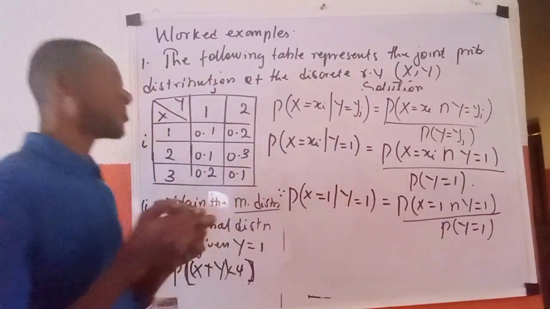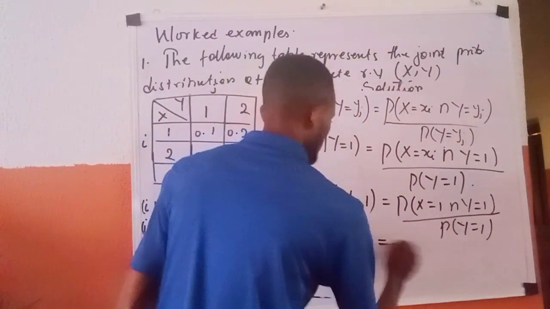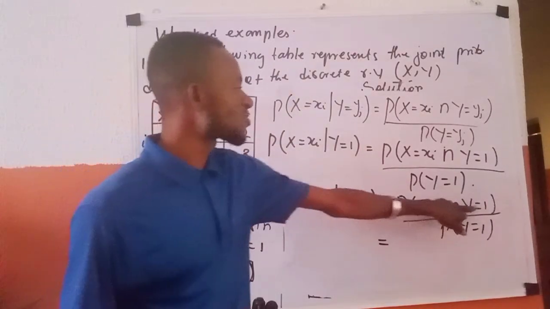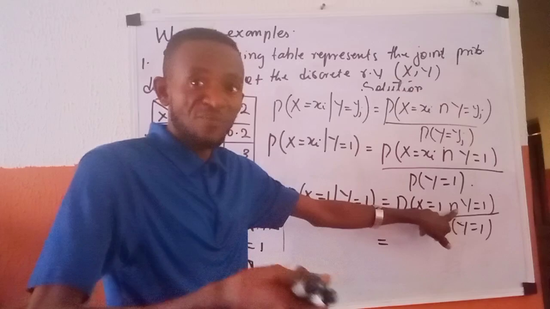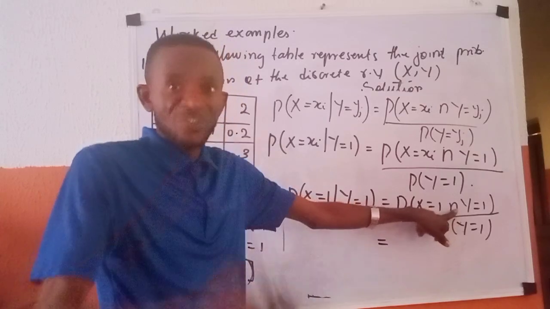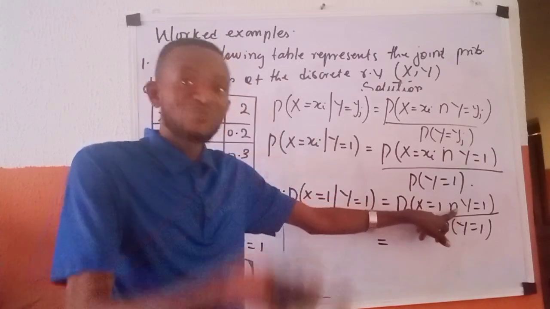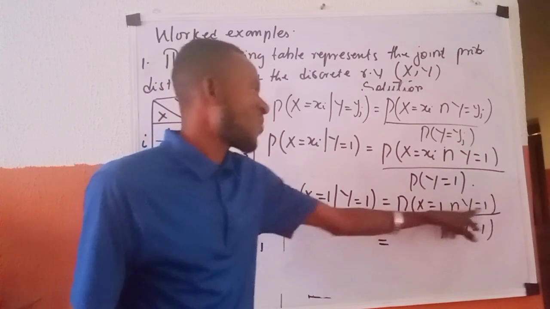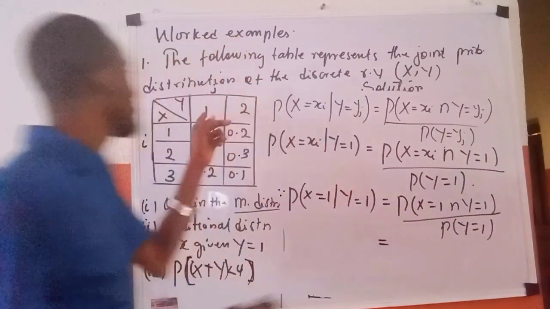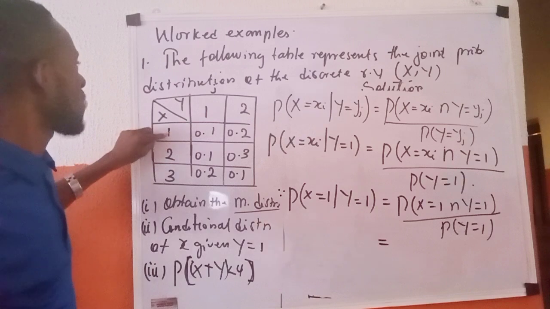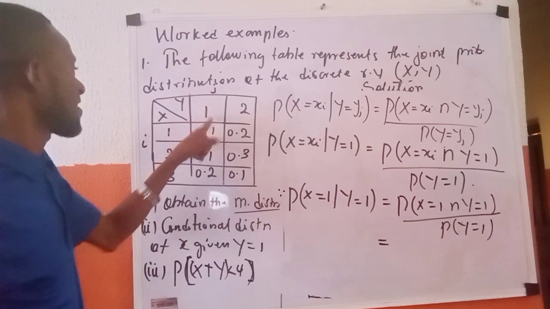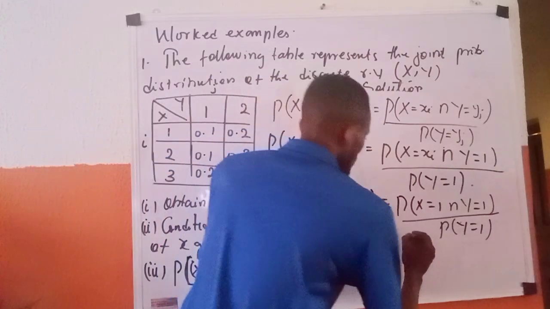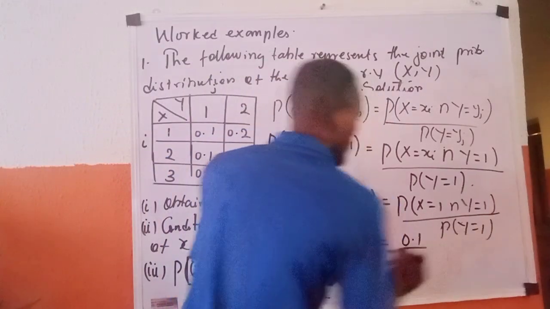We need to pay attention here. When X equals 1 and Y equals 1, intersection here is talking about joint probability. You should know that. Anytime they use the word intersection, it's talking about joint probability. So we are looking for the joint probability that X takes a value of 1 and Y takes a value of 1. We return back to the table. Look at X taking a value of 1 here. Look at Y taking a value of 1 here. What's their joint probability? 0.1. So the numerator here, first of all, becomes 0.1 all over.